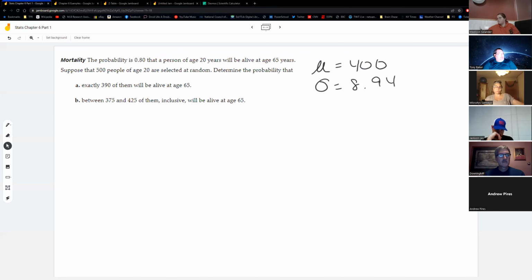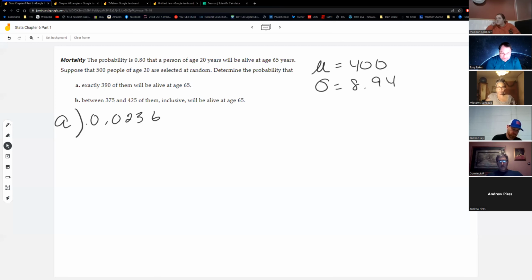So those are the information we have. The first question says, I want to know exactly 390 of them are going to be alive. Now, we just did that one, right? So A should be 0.0236. That's what it should equal. But again, I don't want to have to do my binomial thing to figure this out. I want to use my z-scores.